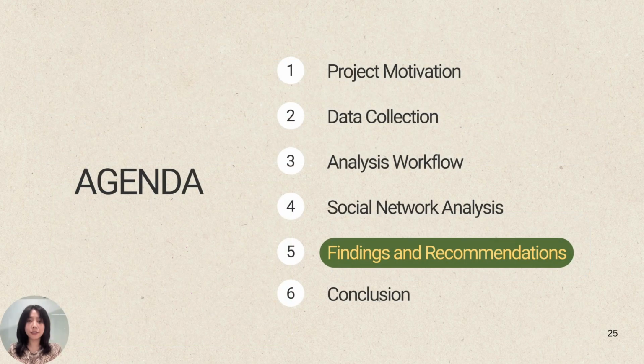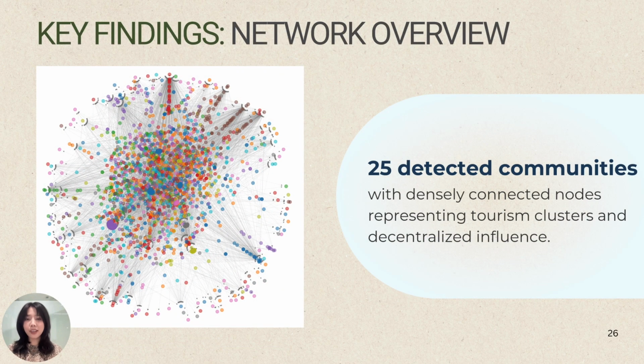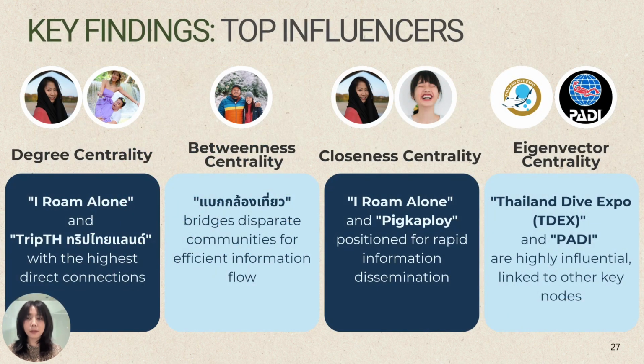Let's move to part 5, findings and recommendations. On the network overview, we found 25 groups in the network, each showing stronger connections and sharing interests. Defining top influencers, this group represents the key tourism communicators. Influencers like Alone Trip Thailand have many direct links, making them a powerful voice to spread the message to followers.